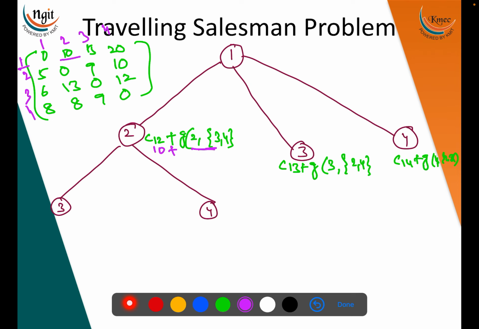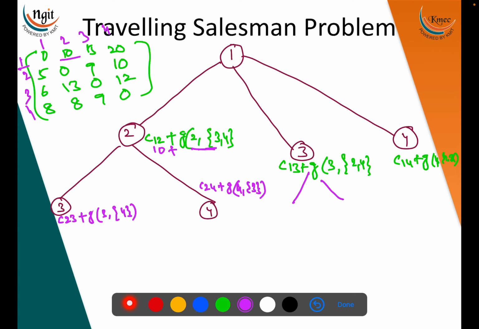But we don't know this value. You have to get it done. So how can I get it done? I am at the second vertex. Now the formula is C23 plus G of the unvisited vertices 3 comma 4. Correct? Now at the fourth vertex, it is C24 plus G of which vertex did he not visit? 4 comma 3, he did not visit 3.